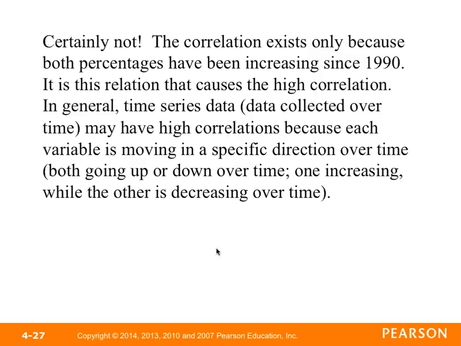So obviously this is not going to be the case, okay? So the correlation exists only because both percentages have been increasing since the year 1990. So it is that relationship, the one to time, that actually causes the high correlation. So in general, time series data, meaning data that's collected over time, might have high correlations just because each variable is moving in a specific direction. So we can use one to predict the other because of the fact that they're both moving in the same direction over time, but it doesn't mean that they're actually causing one another. So they're highly correlated, but there's no causal relationship there.